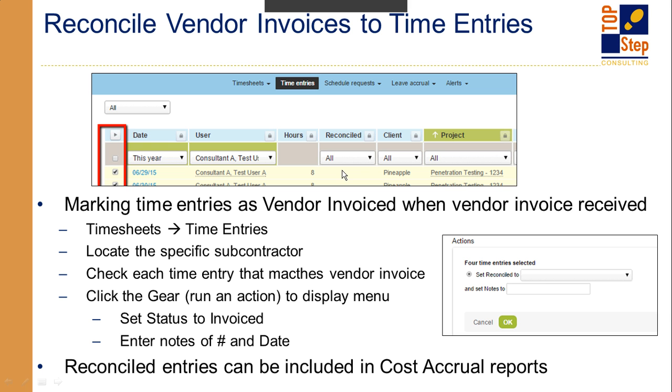You actually also have the option of marking them as paid. So you can have a workflow process that says we get the vendor invoice, we mark these time entries as invoiced to us, and then once we pay them, we can go back in and mark them as paid. So you can track the status of those various subcontractor time entries if you're using, again, the timesheet method. And again, these reconciled entries can be included in cost accrual reports. So you can now see cost accrual in terms of when the time actually occurred, when it was invoiced to us, and when we paid it.